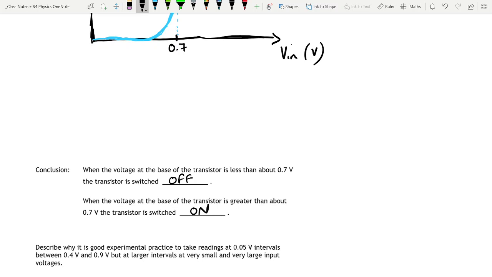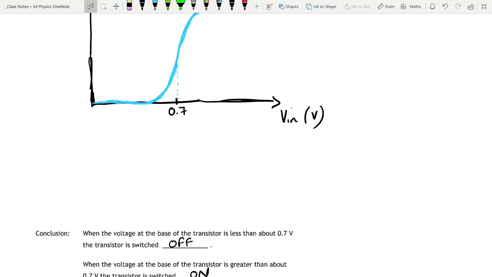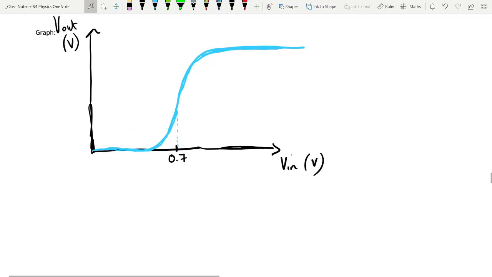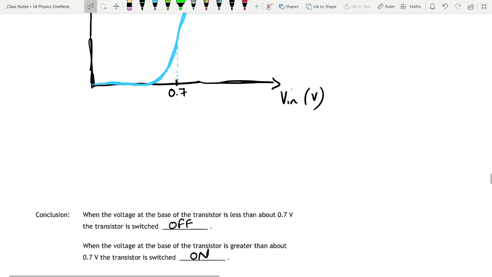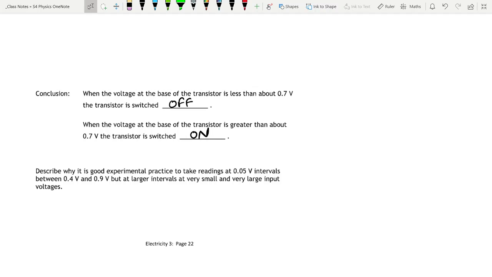Just at the bottom there, it says, describe why it's a good experimental practice to take readings at 0.05 volt intervals between 0.4 and 0.9 volts, but at large intervals at very small and large input voltages. Well, it's mainly because we want to see that point at which it turns on, and we want to find it as accurately as we can. So if we take it in smaller increments around about 0.7, we can see it a little bit more accurately where it turns on. Lower and higher is just 0 or 6, so we don't really need to do it at small increments there.